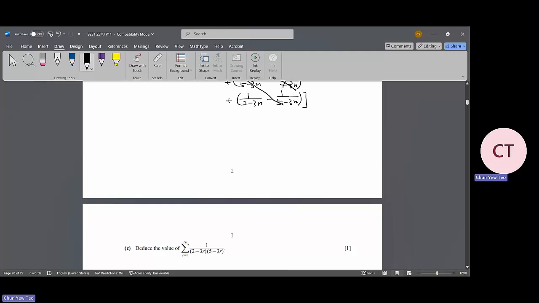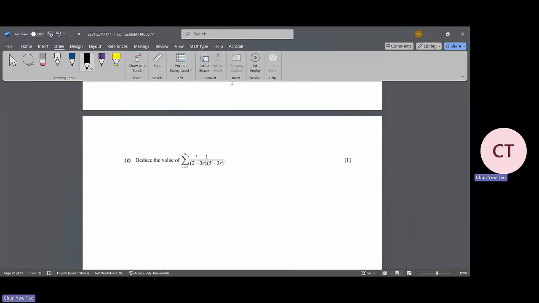Okay, so now we move on. Deduce the value of the series over here when n approaches infinity. So what you need to do is just to write down this expression, then tell that this is the limit as n is approaching infinity.